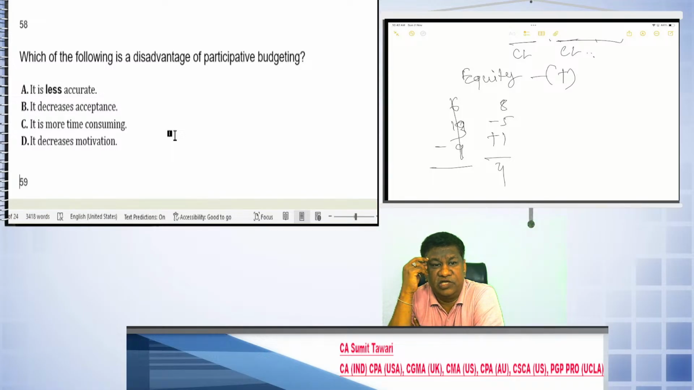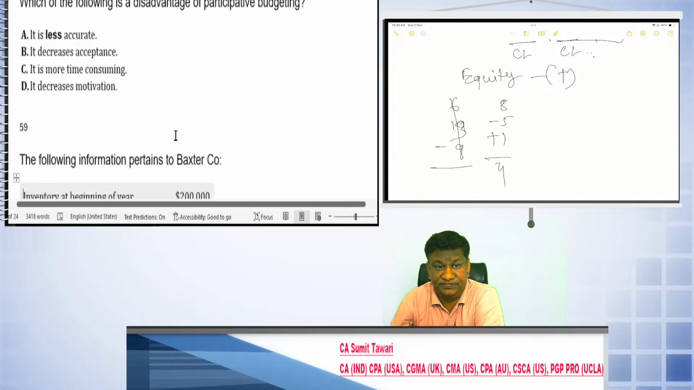So now you need to select from C or D. Time consuming? Yes, time consuming. It also enhances the motivation because everyone participates. Okay, so C is the right answer.